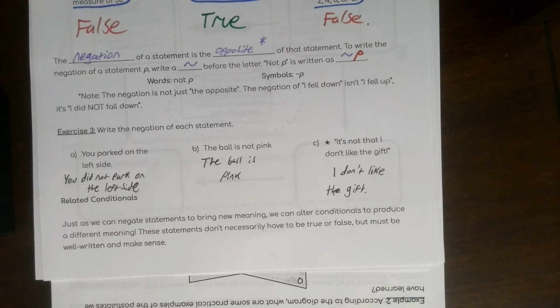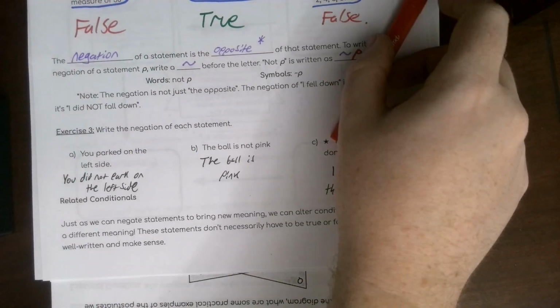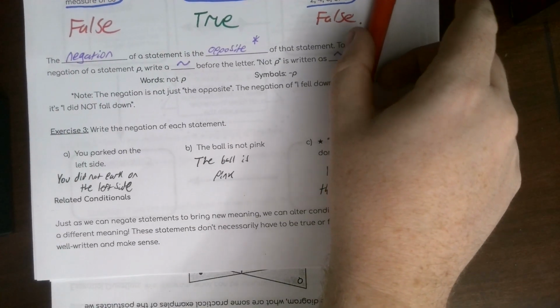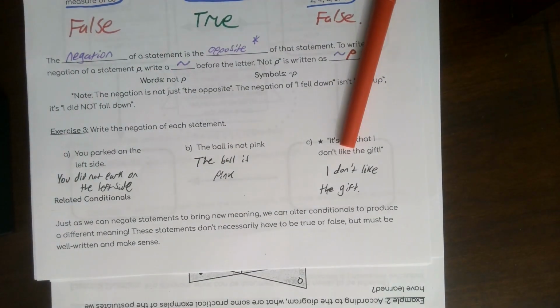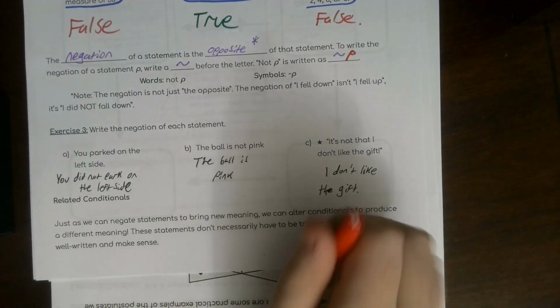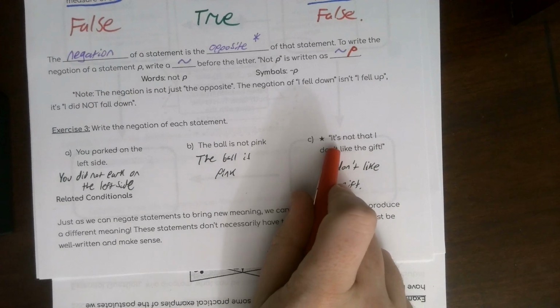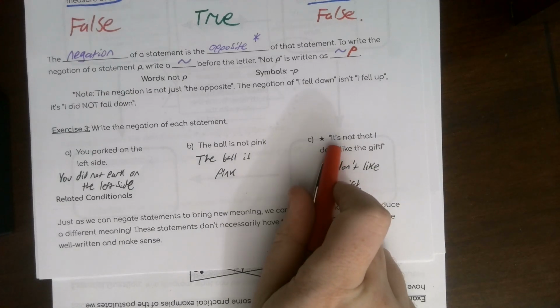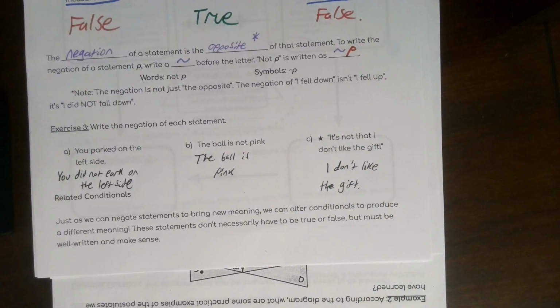So the opposite of I like the gift is I don't like the gift. You could have also written out, if you got rid of the word not here, it's that I don't like the gift, but nobody who speaks English really says that. Or you could also remove the n't from don't, and you could say, it's not that I do like the gift. Both of those have the same message, though. It's that you don't like the gift. Let's flip the page and take a look at the next one.